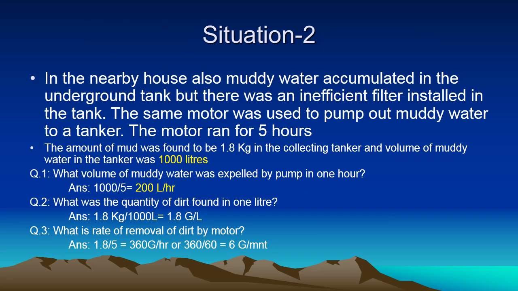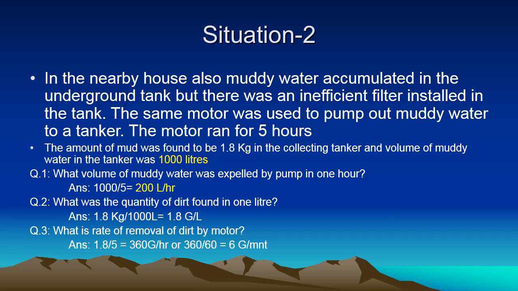In another situation, in the nearby house also, muddy water accumulated in the underground tank, but there was an inefficient filter installed in the tank. The same motor was used to pump out muddy water to a tank. The motor ran for 5 hours here also. The amount of the mud was found to be 1.8 kilograms in the tanker and the volume was 1000 liters.